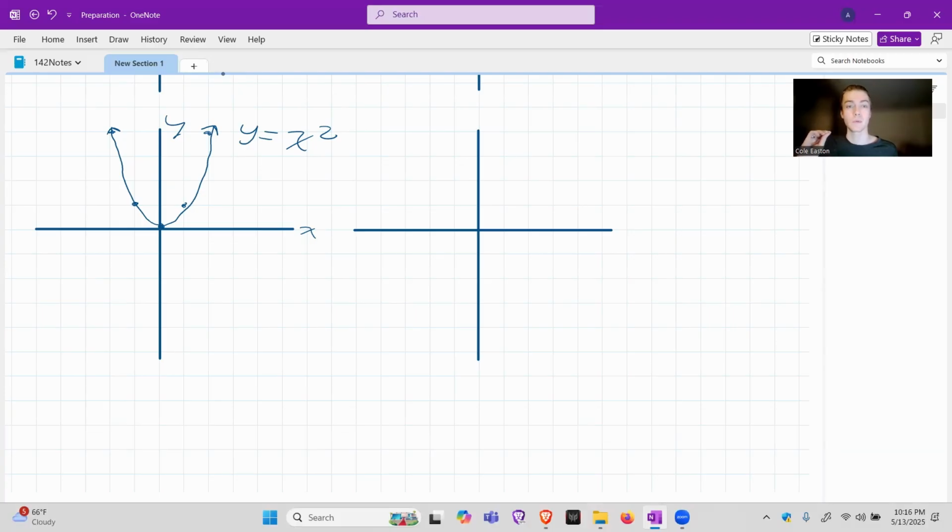And I'll talk about that a little bit more later, but I just wanted to point it out right now with this simple example. Okay. And the other things we're going to look at are things like this, y equals x cubed.